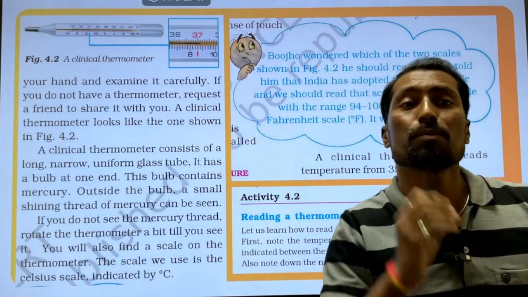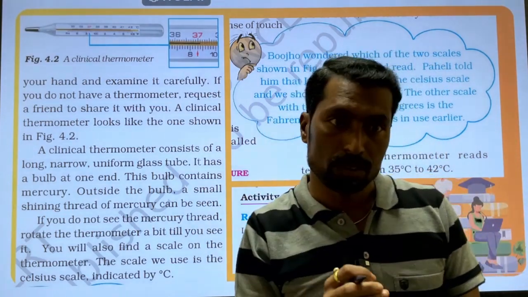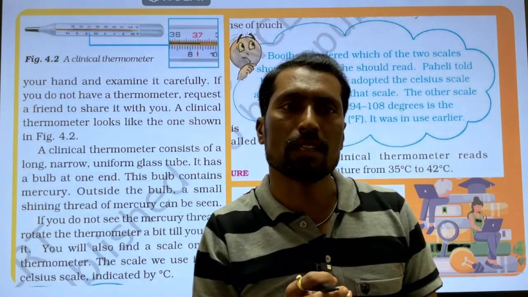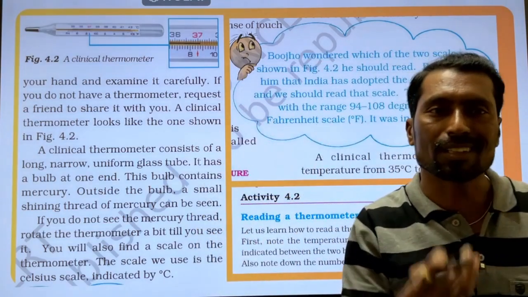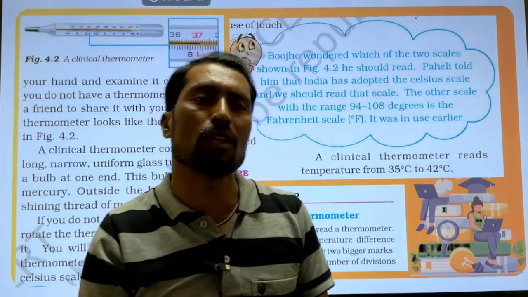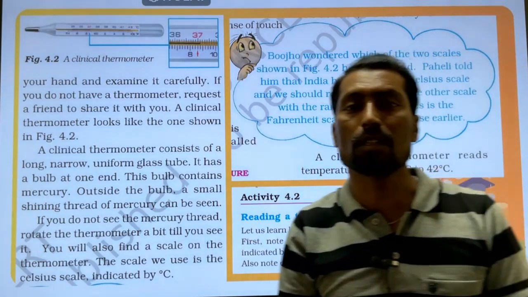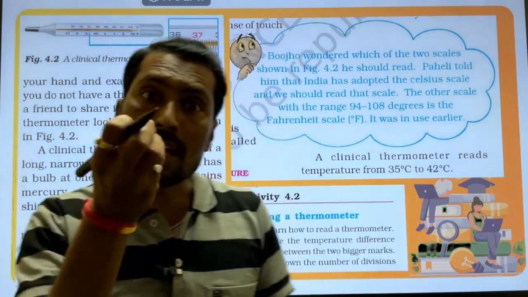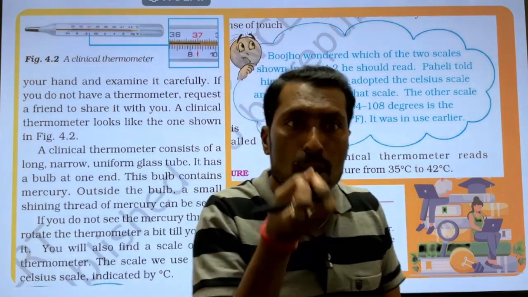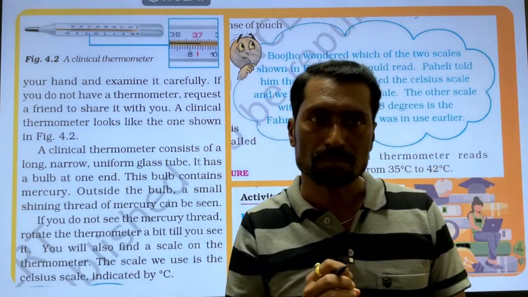How do we measure the temperature? What instruments are to be used to measure the temperature? For that we use different types of instruments. According to our textbook, three instruments are mentioned. The first instrument is called the clinical thermometer. So the thermometer is an instrument or device from which we can measure the temperature of an object.